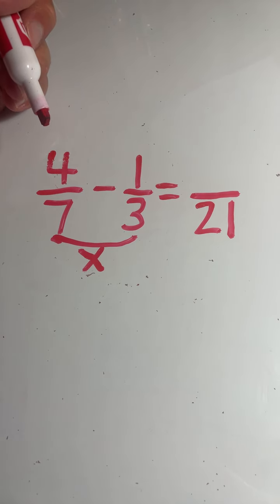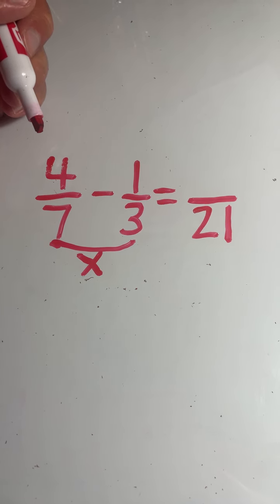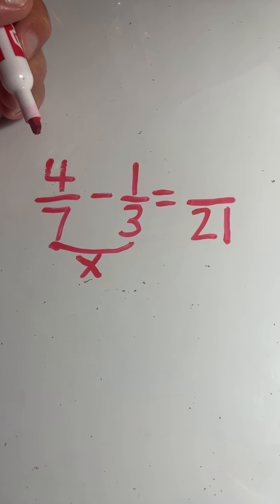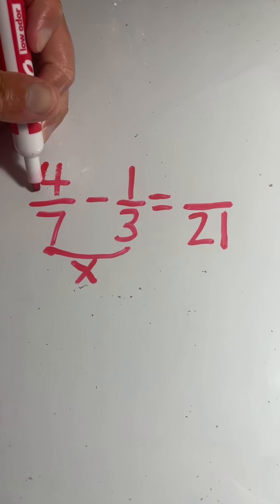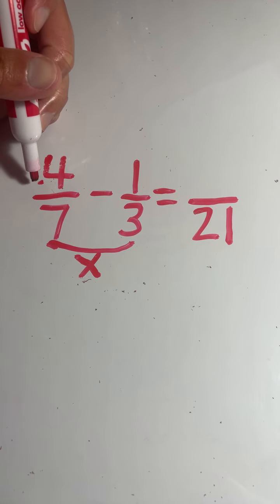All right. Step 2. In the chat, tell me what two numbers do we have to multiply? What number times what number do we got to multiply next?